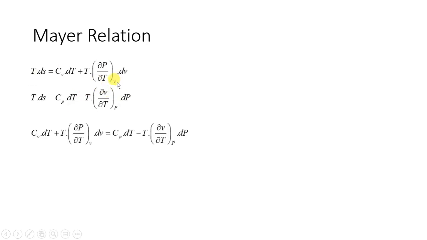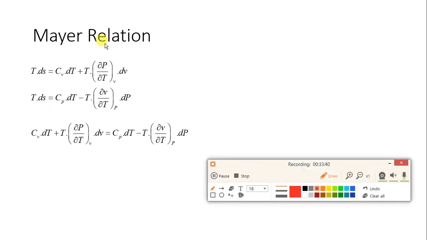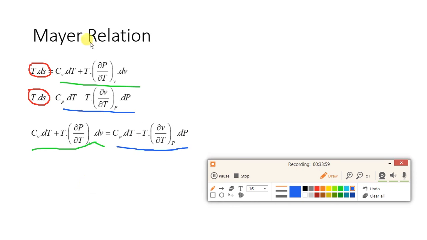Now you can see the left hand side of both TdS relations is the same, right? Both are TdS, so we can equate them. Let me show you this. On the left hand side of both equations we have TdS, so you can equate this part. You can see this Cv dT, I am equating this part with this one over here. I hope this is clear.